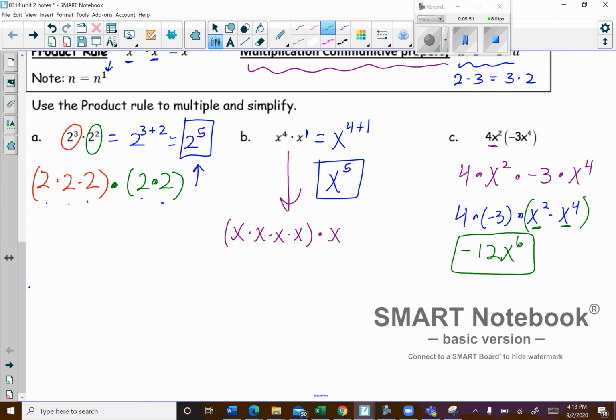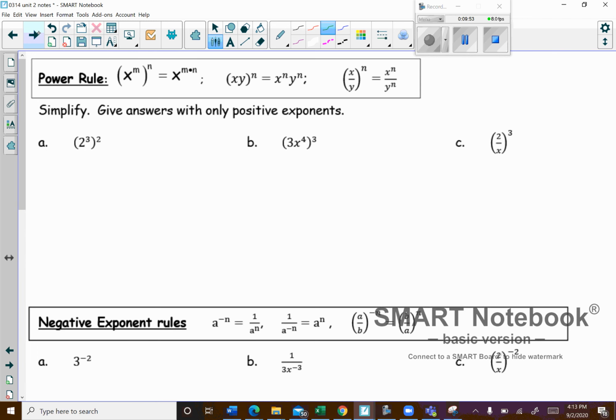Okay. So we're going to look at about 3 more rules or so, and then we'll do a mixed bag of these. Our next rule is the power rule. And I have that right here. If you have a power raised to a power, you multiply those powers together.